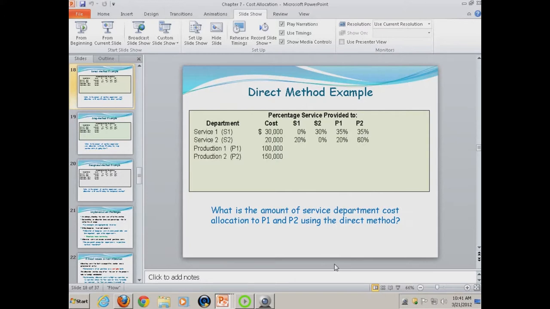With service department two, the allocation had been 20% to P1 and 60% to P2. That translates into a quarter of the cost going to P1 and three quarters to P2. So the total cost to allocate was 20,000: a quarter here, 5,000, three quarters here, 15,000. Then that's 20,000 to P1, 30,000 to P2, plus their direct costs equals 120,000 and 180,000 respectively. Okay, that helps. Any questions on that?